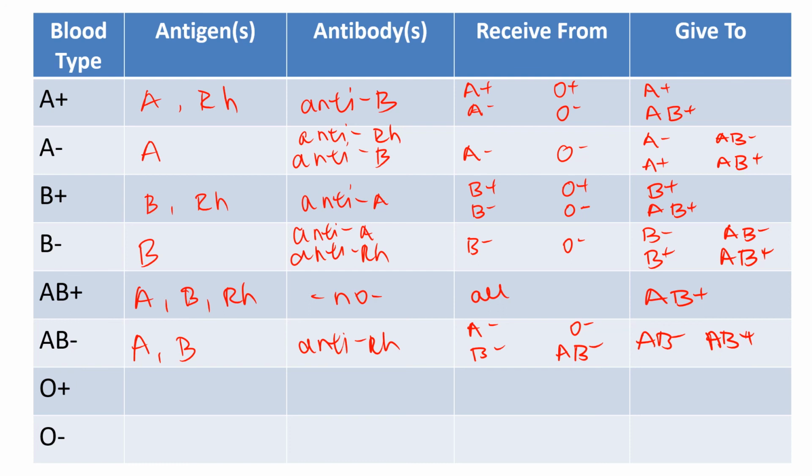Let's talk about O positive. The only antigen here is what? Rh. The antibodies this person probably forms, anti-A, anti-B. Okay, this person can receive blood from O negative and O positive. That's it. Okay, and of course they can give blood to anybody else who's positive. So that would be themselves, A positive, B positive, and AB positive.